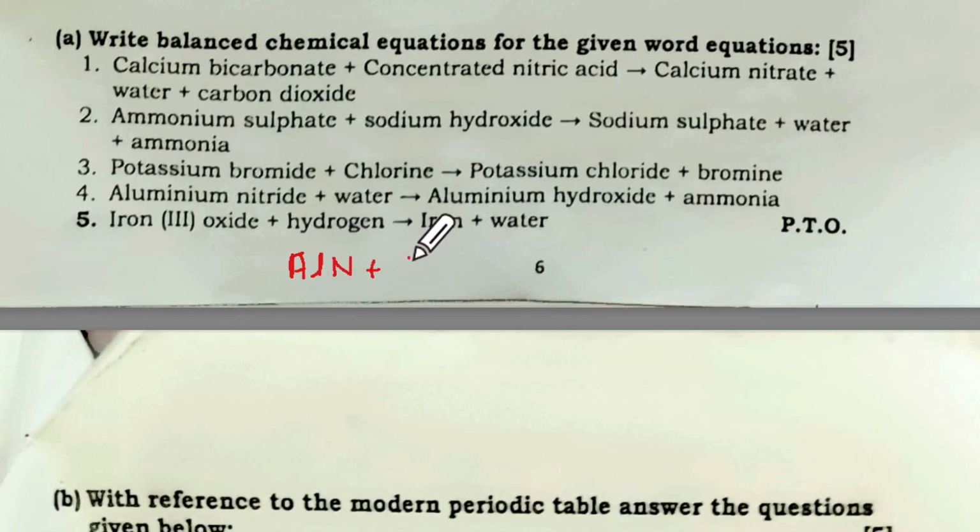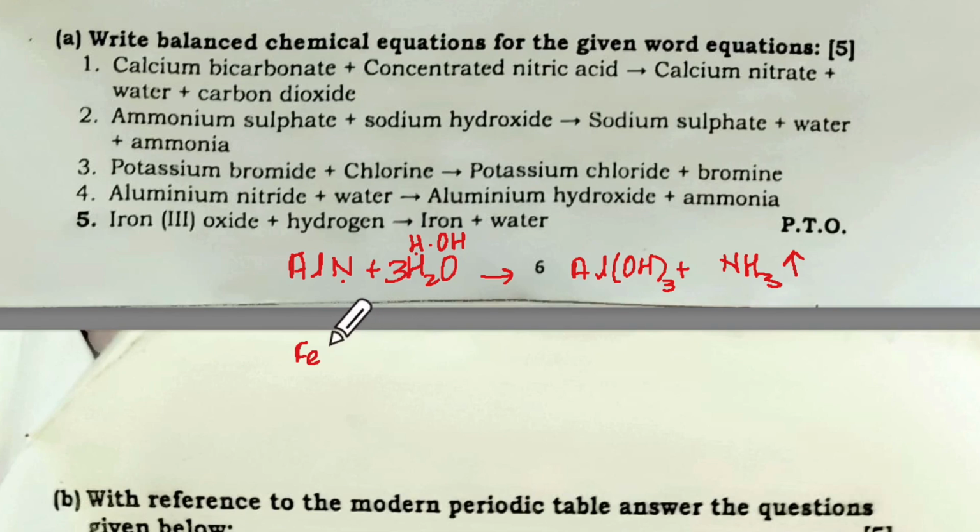AlN plus water. It gives you Al(OH)3 plus NH3 up arrow. Now can you see this right over there, H and OH? So Al will take 3 OHs. That means I need 3 OHs, means 3. Did you understand here? Now 1 N and 3 H means NH3. Did you understand?